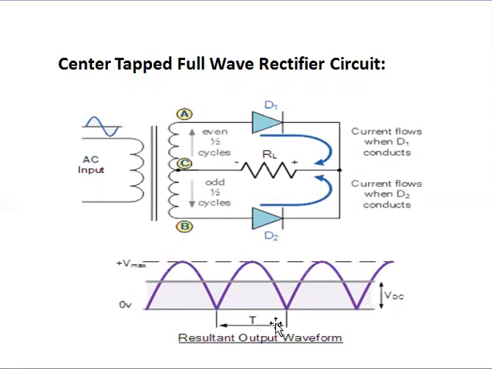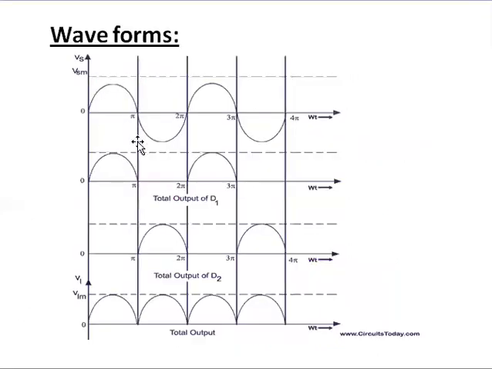So here T is the time period, VDC is the output pulsating voltage, and Vmax is the maximum voltage. So this is the zero voltage and this is the maximum voltage. And coming to the results, this is the input which you are giving to the center tapped transformer. So if I consider the positive peak, then D1 will be conducting. If I consider the negative peak, then D2 will conduct here.